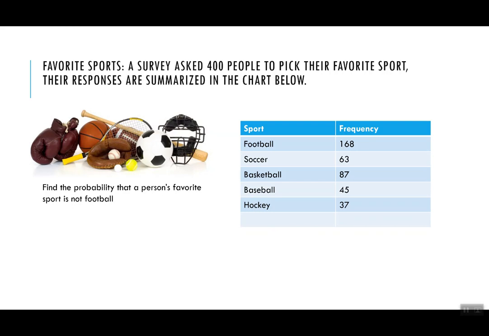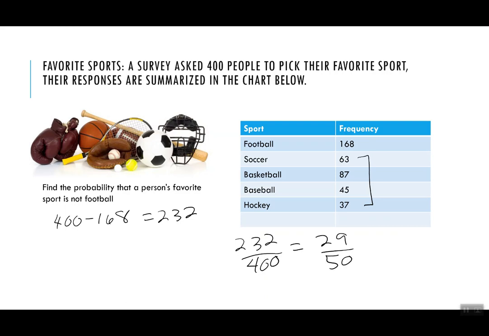Let's stick with this chart and find the probability a person's favorite sport is not football. Okay. So you have 2 choices here. You can add up 63, 87, 45, and 37. That'll tell me how many people picked soccer, basketball, baseball, or hockey. Or I can say we had 400 people, 168 of them said football was their favorite, so the rest didn't pick football as their favorite, so that says there's 232 people that didn't pick football. 232 over 400. Again, we want to make sure we reduce that to lowest terms. This gives me 29 over 50.